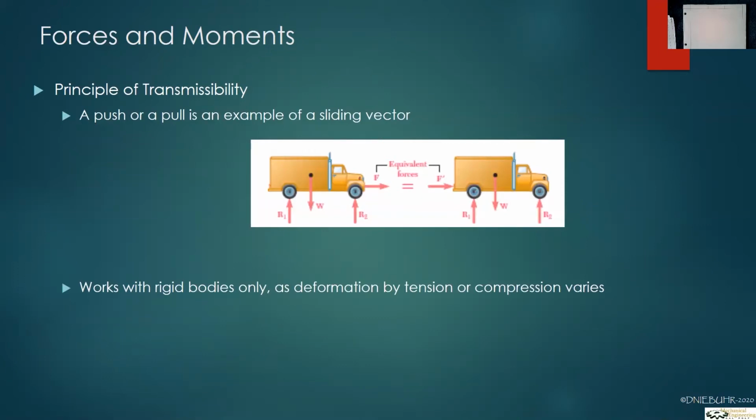The idea of transmissibility also comes in with the push or pull. Whether you're pushing or pulling the truck, it doesn't matter, it's still the same vector. You see the vectors applied at the same location on the bumper. Whether you're pushing it from behind or pulling it from the front, it's the same. Now, this is good in our world of rigid bodies with an infinite modulus, but it's not true in the real world where, depending on where you apply the force, even if it's within the line of transmissibility, you still have different reactions based on the materials. But that's not something we need to worry about.